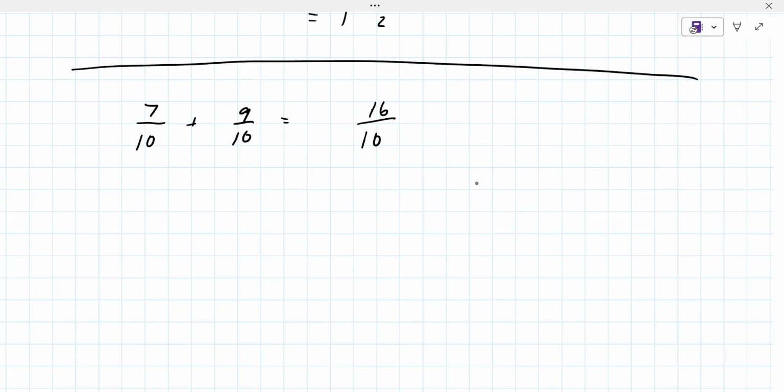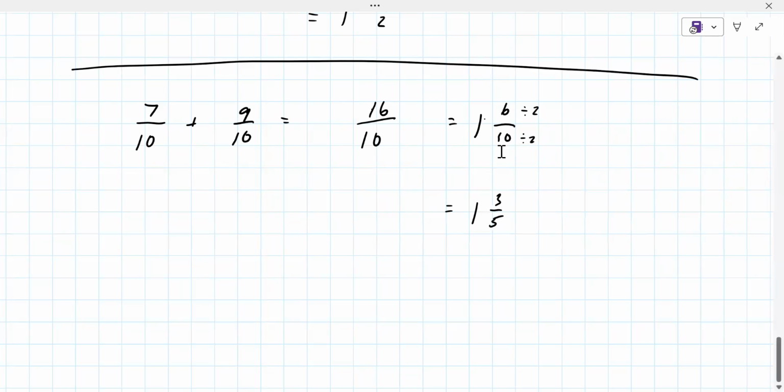1 and 6/10. Okay, and now, does this fraction reduce? Is there a number that goes into 6 and 10? Like, can you divide them both by 2? Oh yeah. Okay, let me see. Wait, I need to do this. 6 divided by 2 equals 3, and 10 divided by 2 equals 5. It is 3/5. Good.